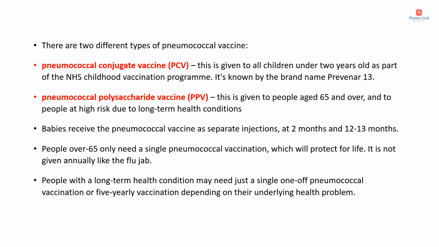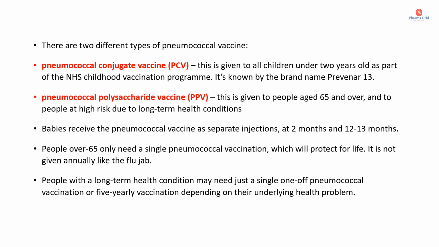There are mainly two different types of pneumococcal vaccine, that is pneumococcal conjugate vaccine, which is denoted as PCV. This is given to all children under 2 years old as part of the NHS childhood vaccination program. It's known by the brand name Prevenar 13. And the next one is pneumococcal polysaccharide vaccine, that is PPV. This is given to people aged 65 and over and to people at high risk due to long-term health conditions.